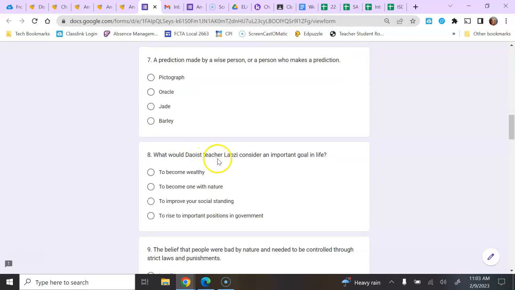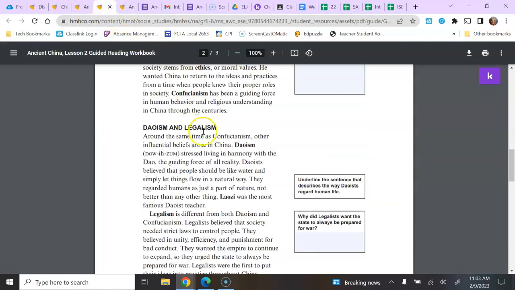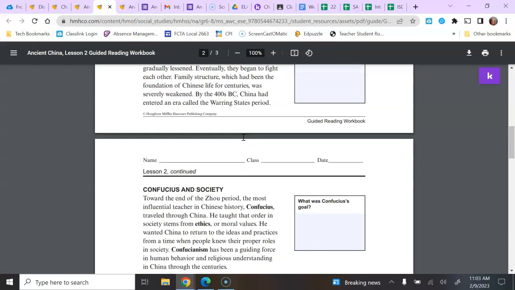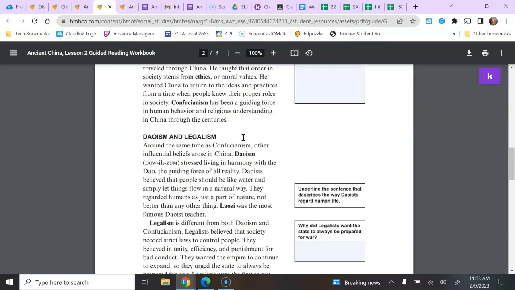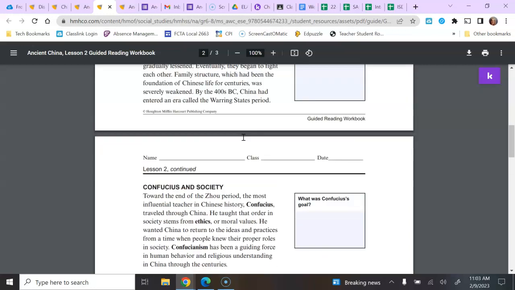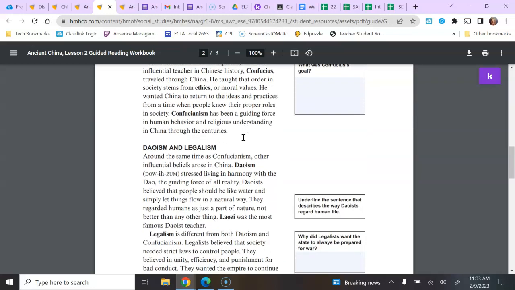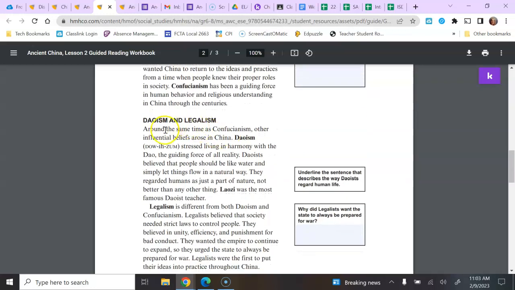Number 8. What would Taoist teacher Laozi consider an important goal in life? Is it to become wealthy, to become one with nature, to improve your social standing, to rise to important positions in government? So we want to find, here is lesson 2. So 71, 72, 73, 74. So I'm on page 75 right now, I believe this is.